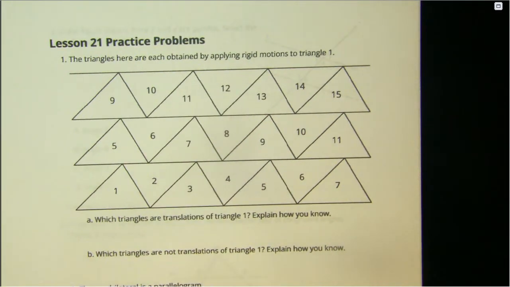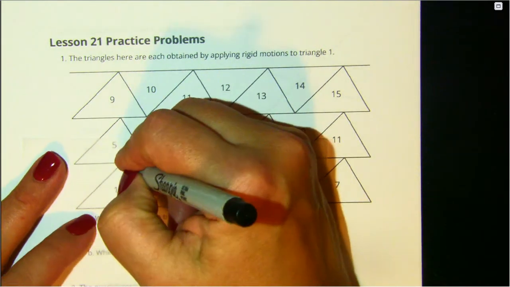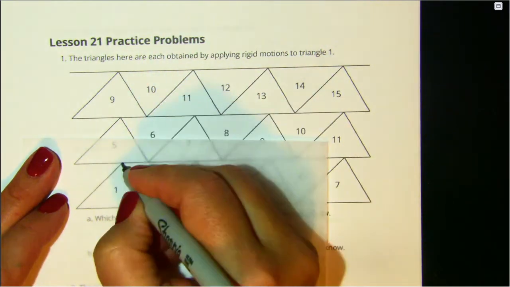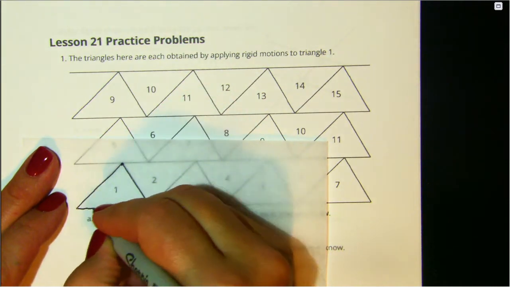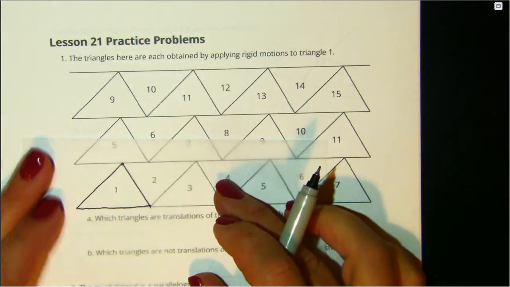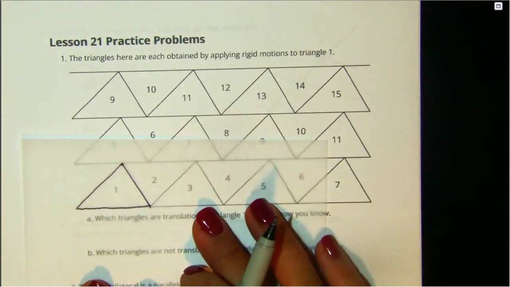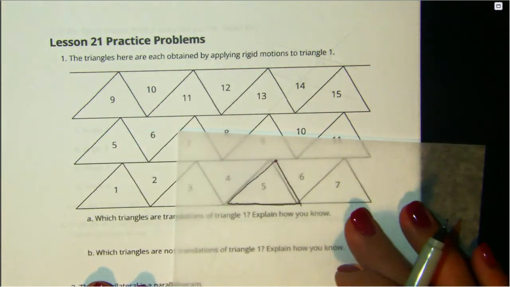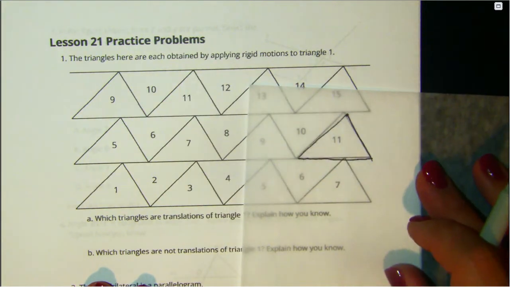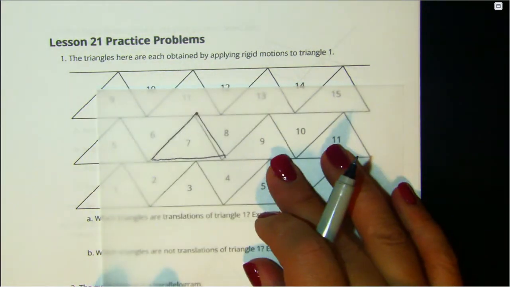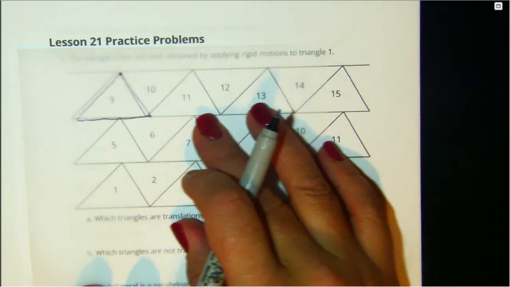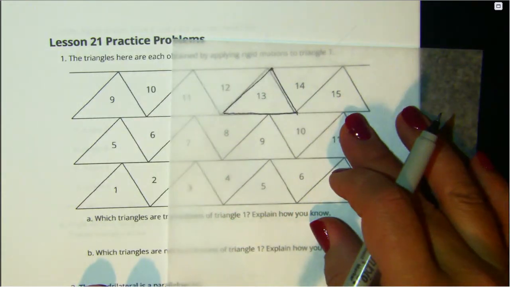Here we go. The triangles here are each obtained by applying rigid motions to triangle 1. Which triangles are translations of triangle 1? Explain how you know. So a translation is a slide. So it looks like I can get to 3, I get to 5, I could get to 7. Do we see a pattern here? Looks like I can get to all the odd numbered triangles with a translation.